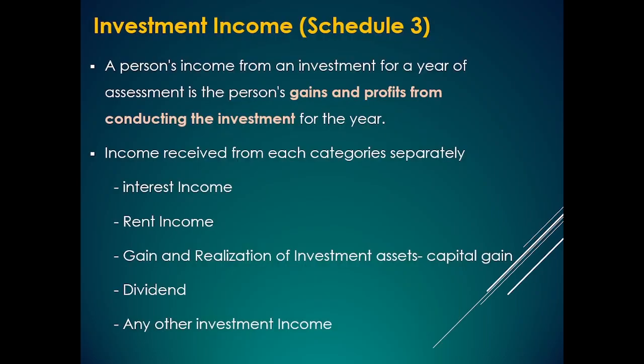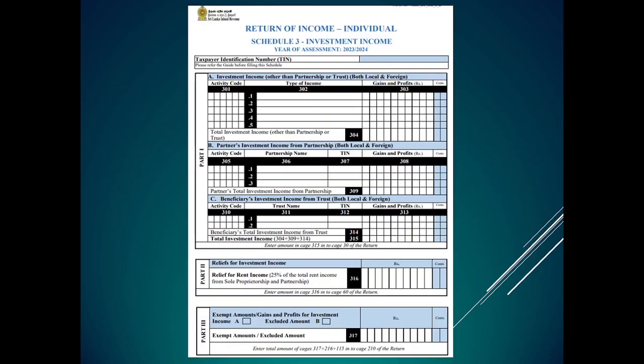Let's move on to investment income. It is the gains and profit from conducting the investment for the year. It may include interest income, rent income, gains and realization of investment assets, dividend and any other investment income. For this investment income, you have to refer to Schedule 3. This is Schedule 3 on investment income.